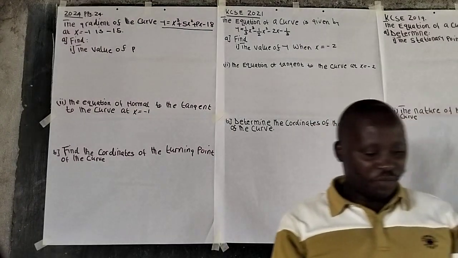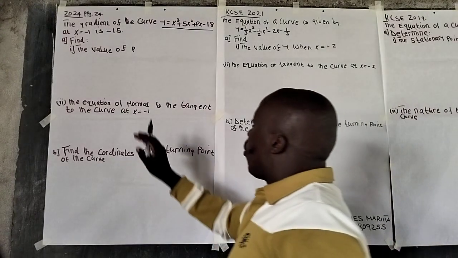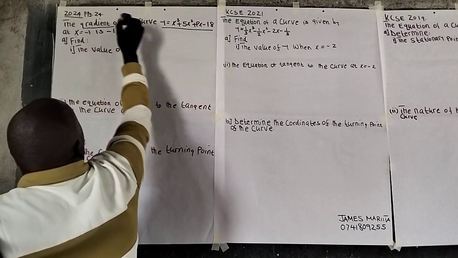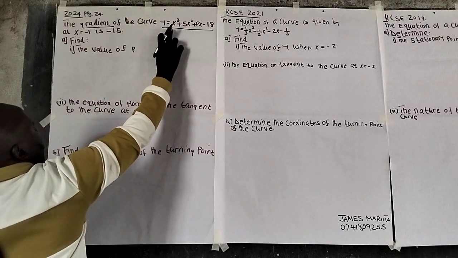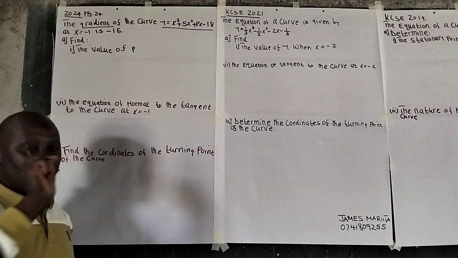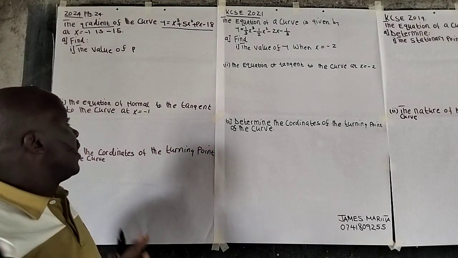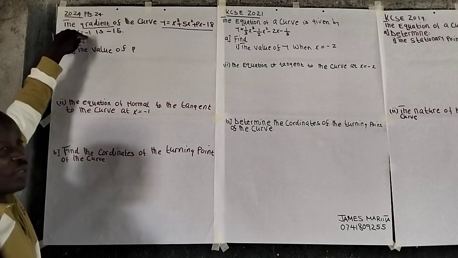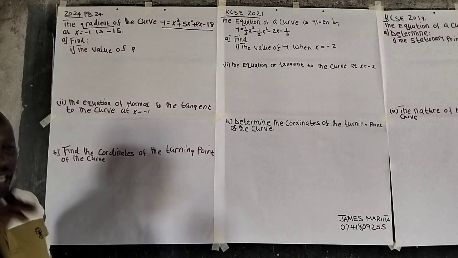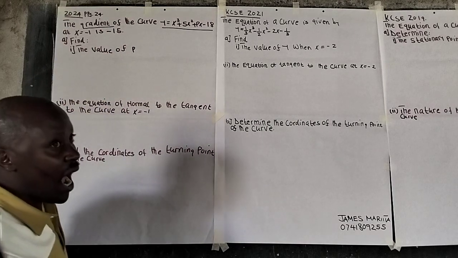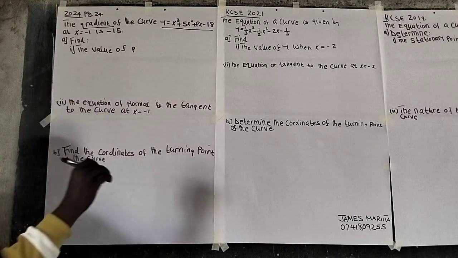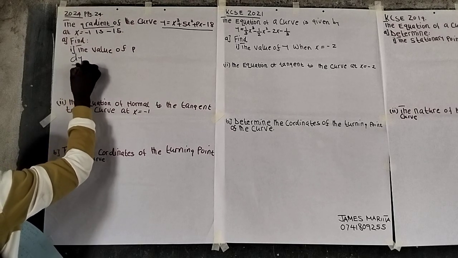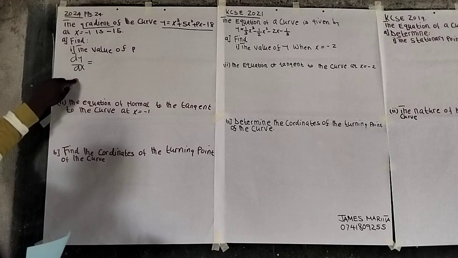How do you find the value of p from that equation? We have been given to find the gradient of that curve y is equal to px raised to power 3 plus 5x squared plus px minus 18. That gradient at the value of x equal to -1 is 15. So how do you get the gradient? The gradient of a curve is normally given by dy/dx. This one is giving us the gradient, and this means we have to differentiate.